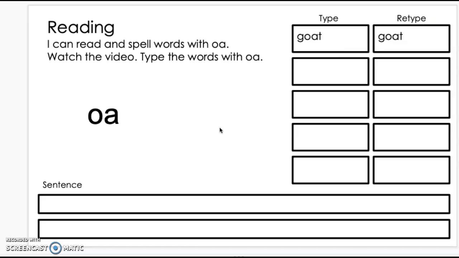All right, the second word is float. What word? Right, float. Sound it out. Okay, now spell it. I hope when you sound it out, you did this. Float. If yours look like mine, I want you to retype it. Perfect.